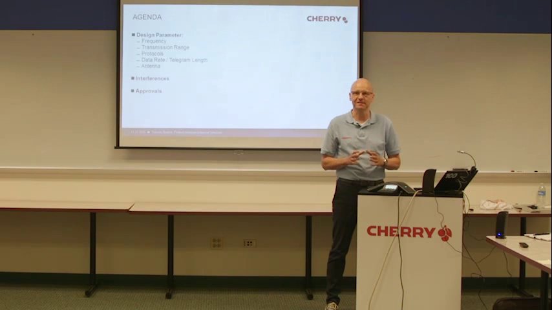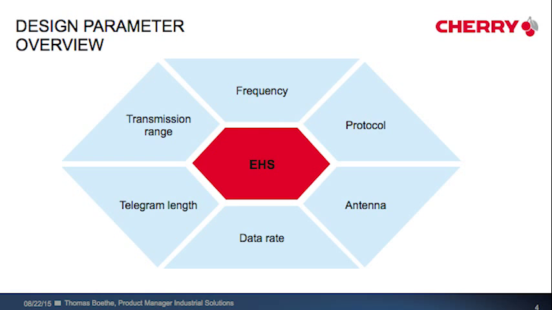An RF system can only be designed for one special use case, and for all the others you have to make compromises. In a later part I will give you some information about the interferences to an RF system and how we can avoid such interferences. And at the end, a short overview of all the approvals, because for RF systems you need special approvals in every country of the world, and I give you an overview of the most important ones. Okay, let's start with the important design parameters.